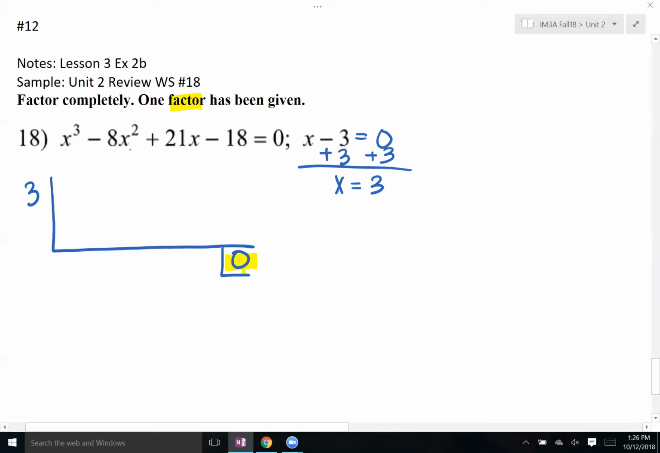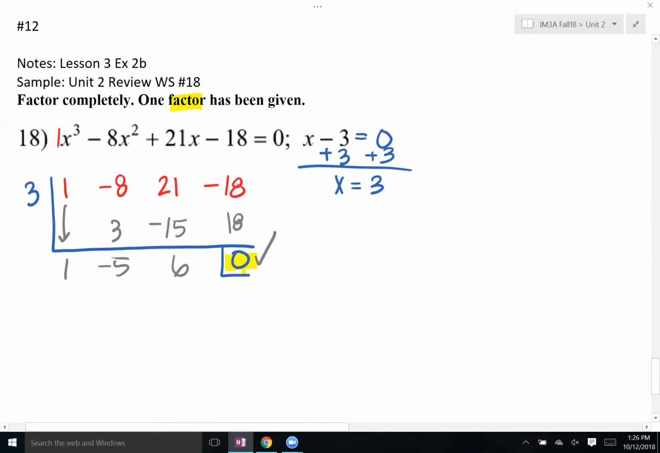If we look at our function, all the terms are there, so we want to write down our coefficients. We have a 1, a -8, a 21, and a -18. Now we go through the process of synthetic division. We bring down our leading coefficient, multiply by 3, add to -8, so -5. 3 times -5 is -15. Then 21 minus 15 is 6. 6 times 3 is 18. And then again, 18 plus -18 better be 0, or we'd have to go back and find our mistake.